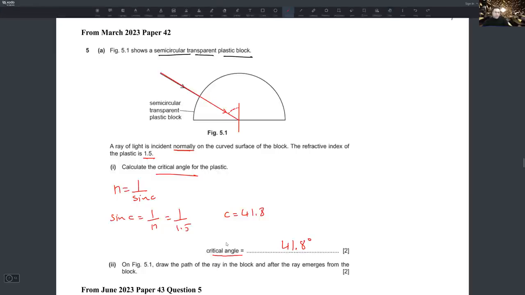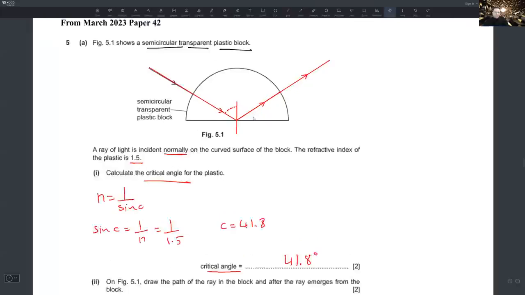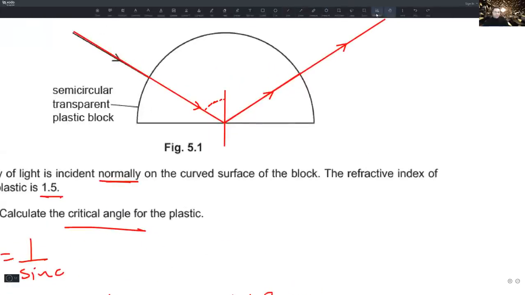Total internal reflection. Total internal reflection. So that's all you do. Draw it reflecting, because clearly just by looking, you can tell it's more than critical.